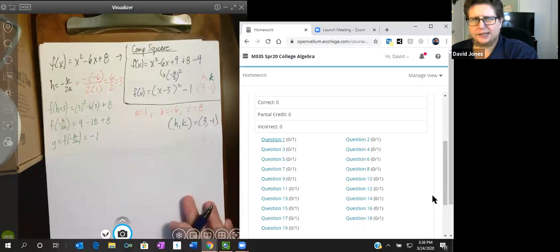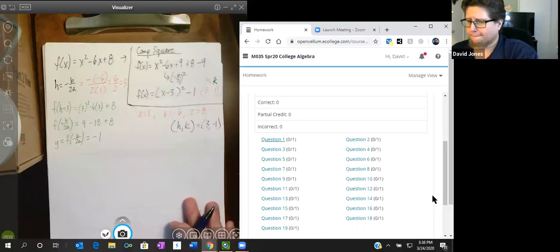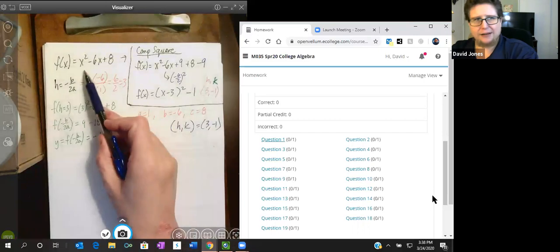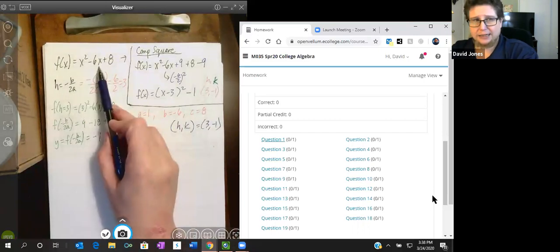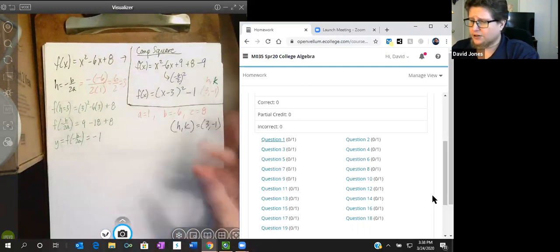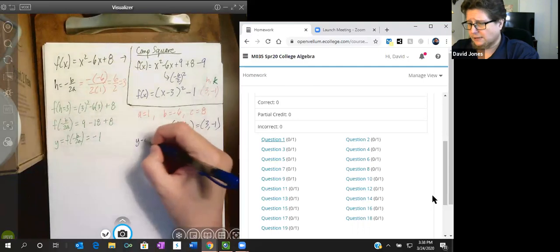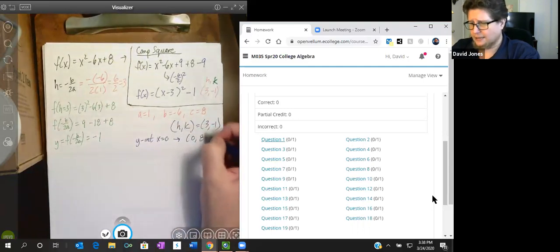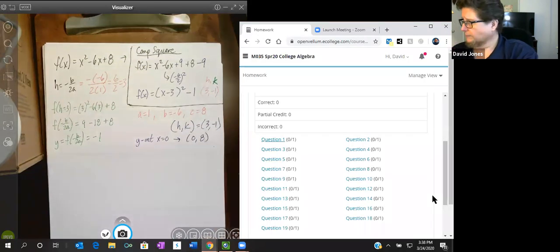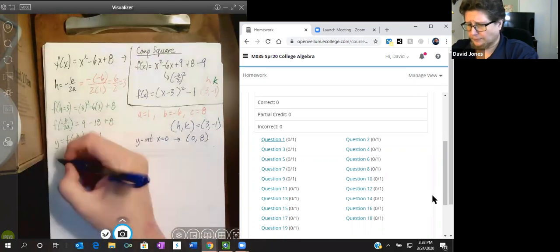My y-intercept jumps right out at me. I just get rid of the x's. I set them equal to 0. 0 squared minus 6 times 0, that's all just 0. The y-intercept at x equals 0 is 0, 8. Now, the x-intercept might take a little bit more work.